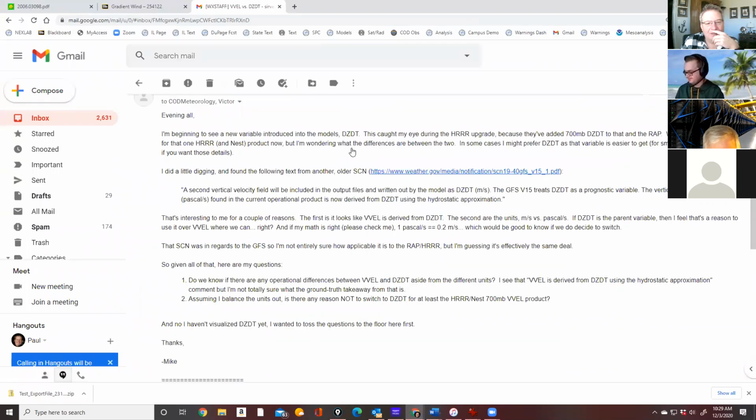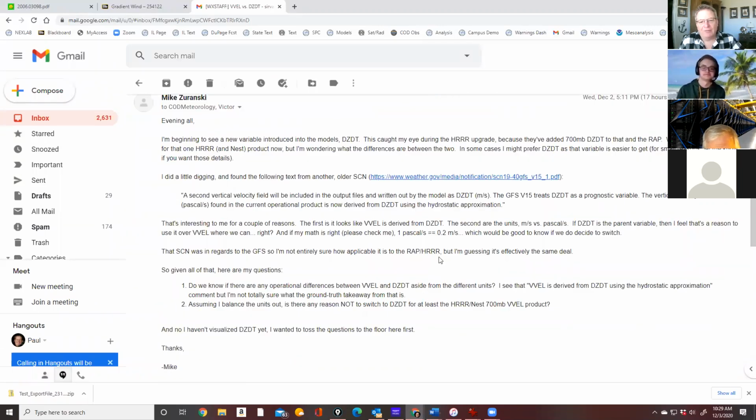So here, if you take a look, they've introduced a new variable in the models, dz/dt. That's the vertical velocity. Because they've added 700 millibar dz/dt to that in the RAF. We are using 700 millibar vertical velocity, but I'm wondering about the differences between the two. In some cases, I might prefer dz/dt as a variable that's easier to get.